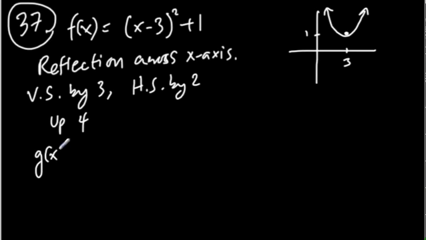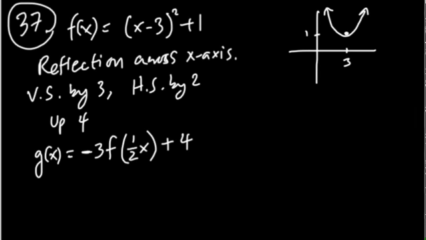So g of x is basically, across the x-axis, so there's a negative, vertical stretch by 3, so there's a 3. So it's f of x, there's no translation, so it's simply x. Oh, sorry, one second. There is a horizontal stretch though. So horizontal stretch is by 2. So in other words, this is half x and then up 4.